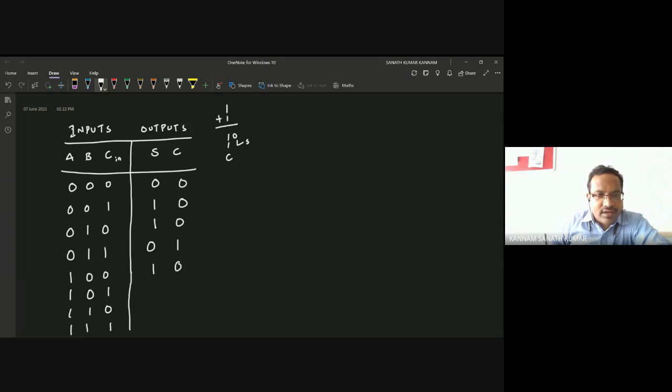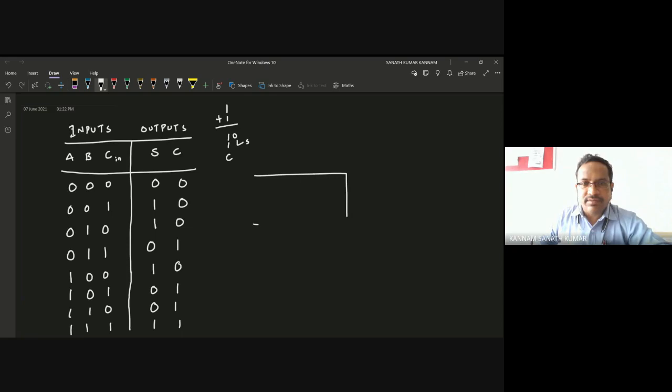For 1, 0, 0, sum is 1 and carry is 0. For 1, 0, 1, sum 0 and carry 1. For 1, 1, 0, sum 0 and carry 1. For 1, 1, 1, you are getting sum 1 and carry 1. If you draw the two K-maps for sum and carry separately, what are you getting?